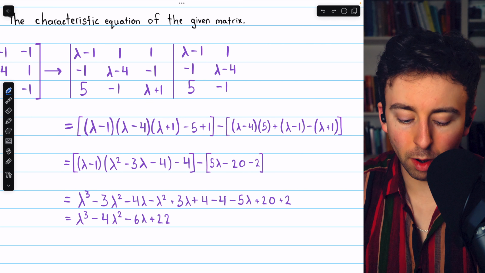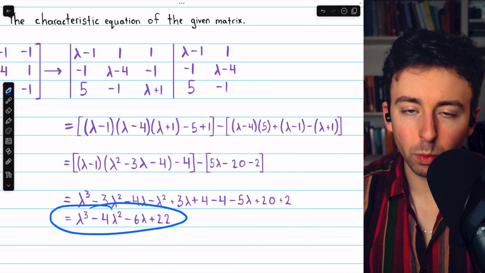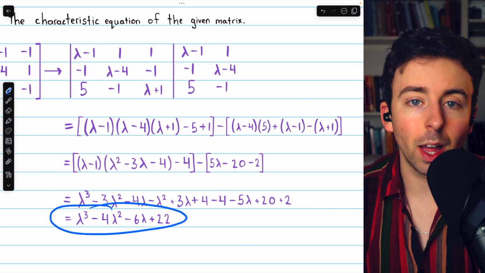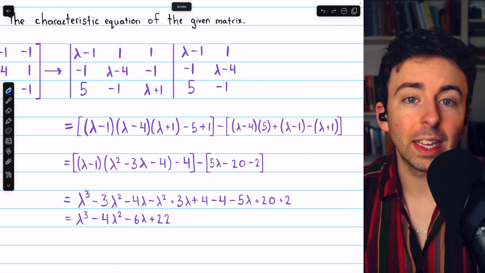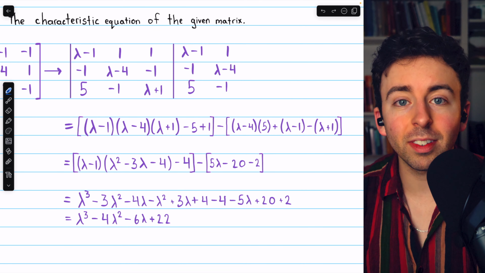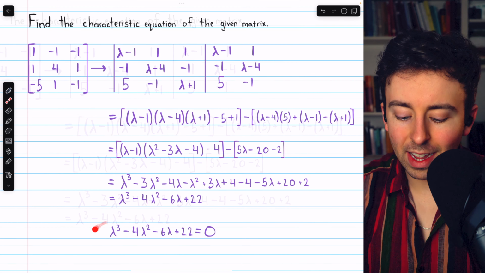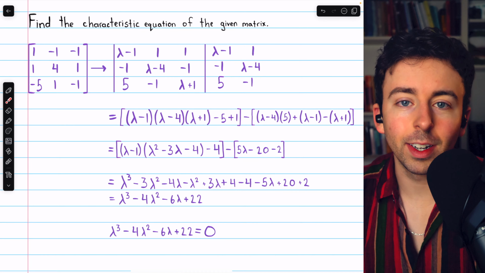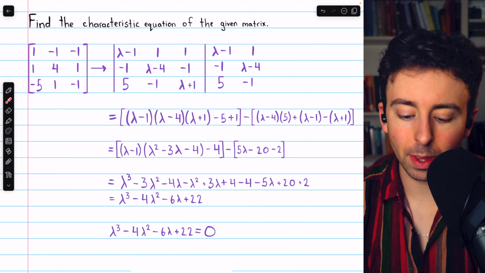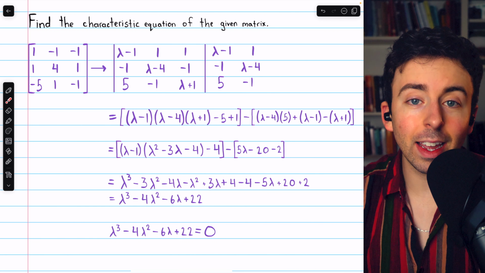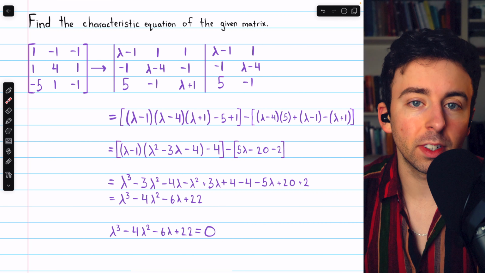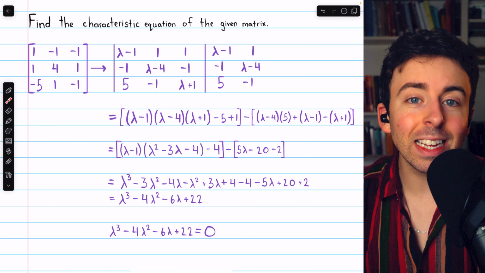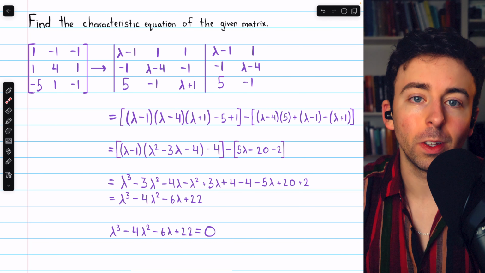Finally, combining like terms, we arrive at this, what we would call the characteristic polynomial. This is the determinant of the matrix. So to find the characteristic equation, we just set this equal to 0. And that is our characteristic equation. It's the determinant of lambda I minus A set equal to 0. The solutions to this characteristic equation are the eigenvalues of the original matrix.